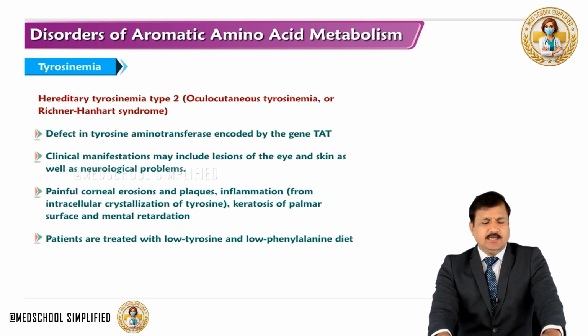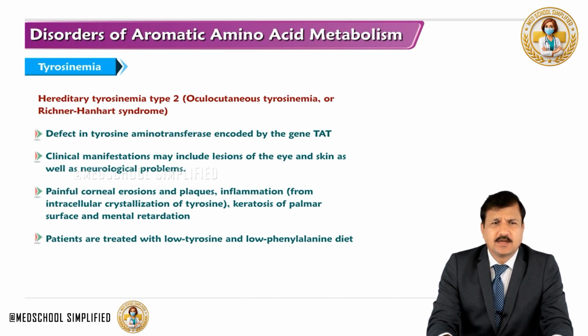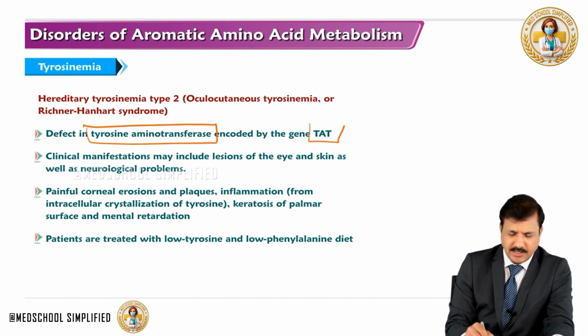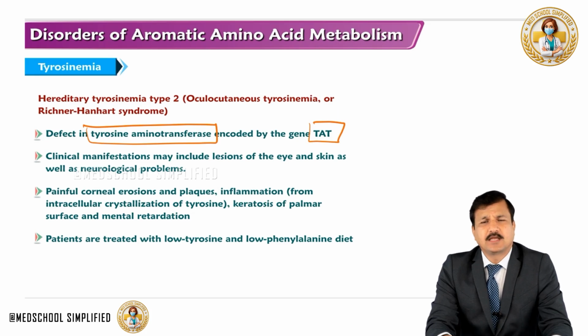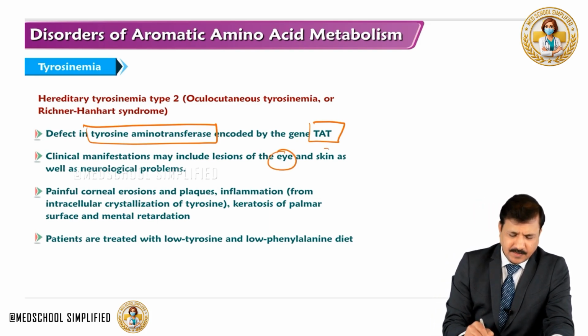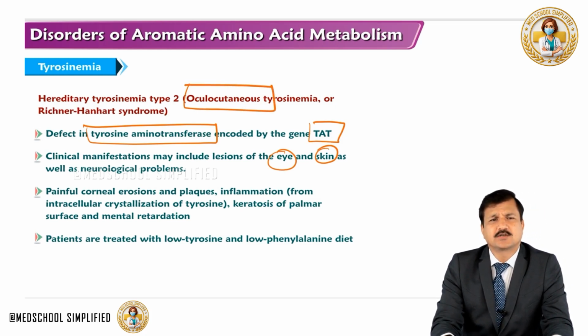Now let's move on to see hereditary tyrosinemia type 2, which is also called oculocutaneous tyrosinemia or Richner-Hanhart syndrome. The defect here is in the tyrosine aminotransferase enzyme, which is coded by the gene TAT for tyrosine aminotransferase. Clinical manifestation includes lesions of the eye and skin. That is why the name of the disease is oculocutaneous. And there can also be involvement of the neurological system. Neurological issues can be seen here.